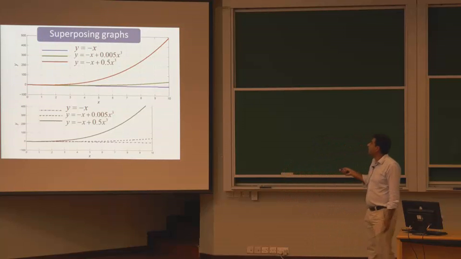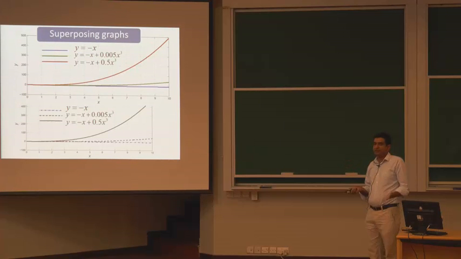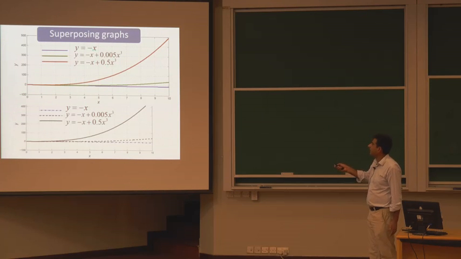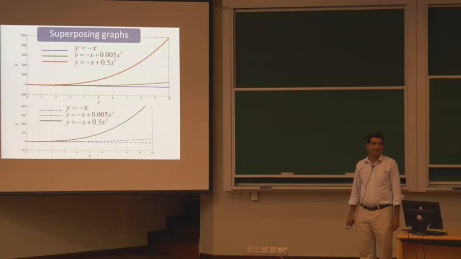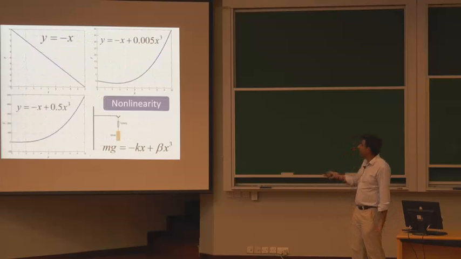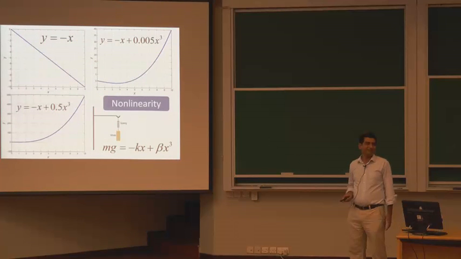So here it's quite obvious that the red line shows the greatest nonlinearity. And of course it does, because beta is 0.5. Green has an intermediate beta. And y equals minus x is just linear. Now on this scale, this looks like a flat line. But it's not really flat. From the previous example, we know it's not flat.